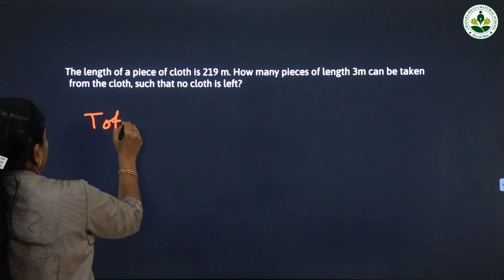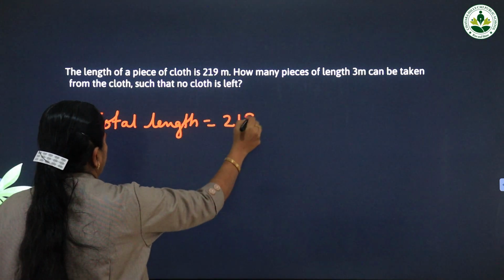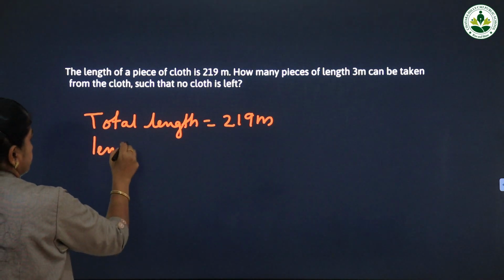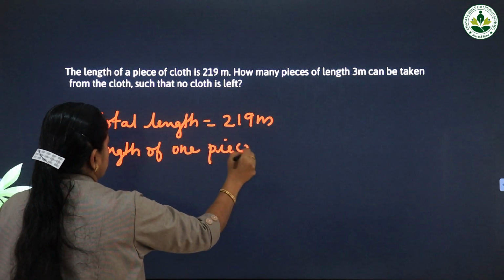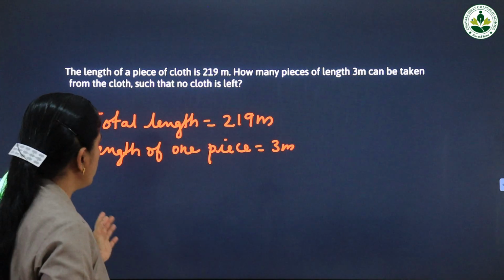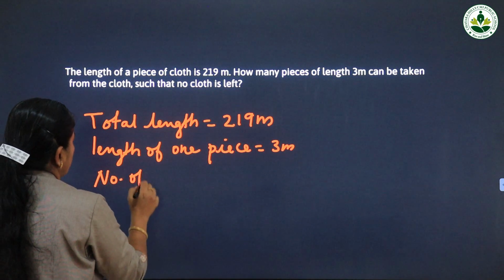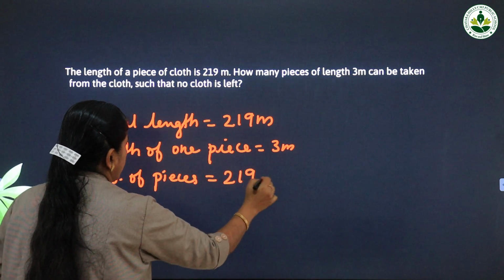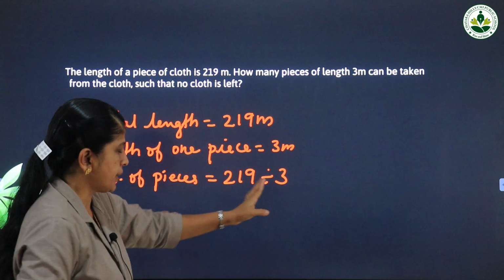Total length of the cloth is 219 meters, and length of one piece is equal to 3 meters. The question is how many such pieces we should get. That means number of pieces is equal to 219 divided by 3. We can check whether it is divisible by 3 or not.